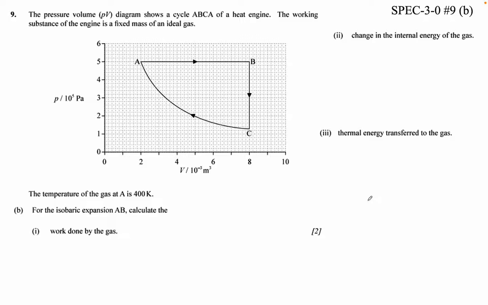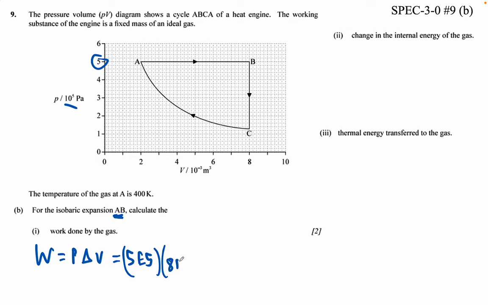All right, so let's take a look at this. For the isobaric expansion AB, there's a lot you can calculate. The first is the work done by the gas. So the work is pressure times change in volume. The pressure here is 5 times 10 to the fifth, and it stays that pressure for the whole process. The change in volume is final minus initial.